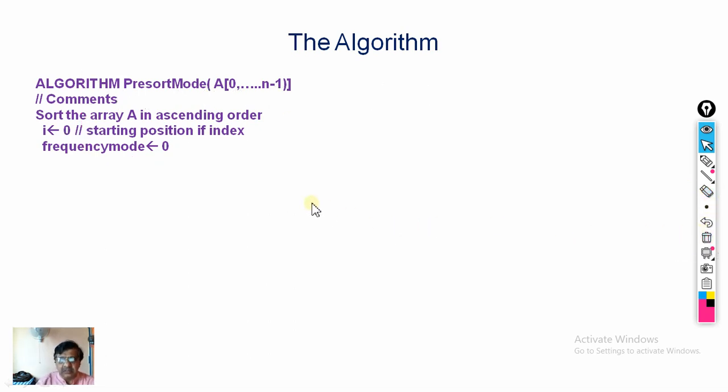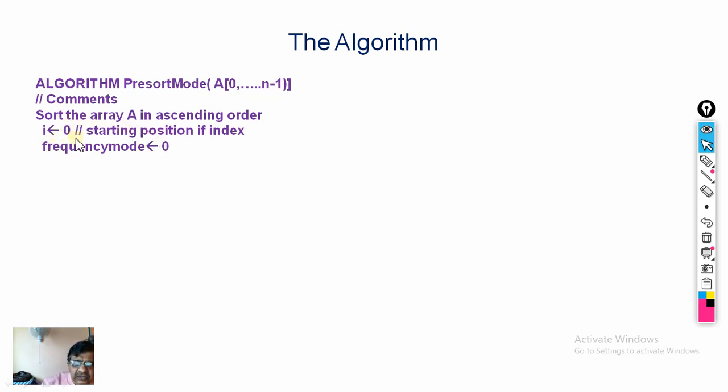Right, the algorithm is here. Okay, we will go slowly. Algorithm PresortMode. The array is presented. What does it do? It finds the mode by sorting first. The input is an array which is not sorted. The output is the modal value, or the mode, the element which repeats most frequently in the given array.